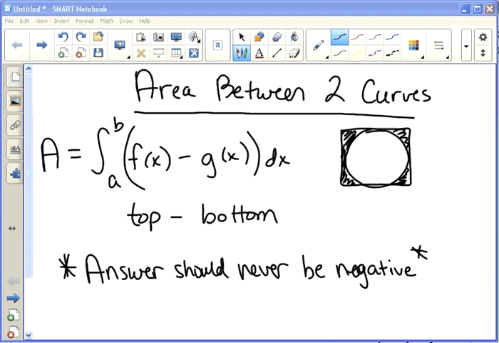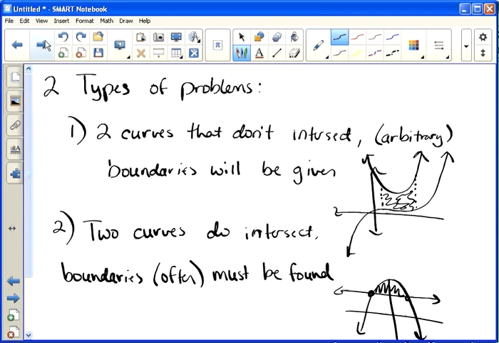Okay, next thing we're going to look at is the fact that there are two basic types of problems that you're going to have to solve. The first type is two curves that don't ever intersect, they don't meet, and so in that case basically arbitrary boundaries will be given. I mean, if it's a word problem, there certainly could be a good reason they're choosing those boundaries. I'm just saying that you could choose different boundaries and still do this problem. Basically, if the two curves don't intersect, they're going to have to give you the boundaries. That's the bottom line. Now, if the two curves do intersect, then most often they're going to ask you to find the boundaries. And those boundaries will be those points of intersection.